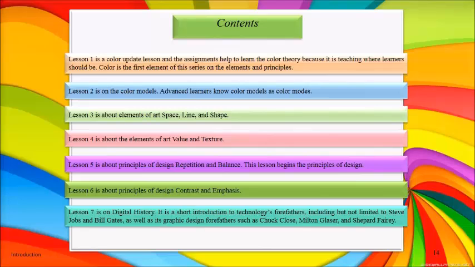Besides this, there are 7 video lessons. When this course is successful, you will discuss the elements and principles easily and strong-mindedly.